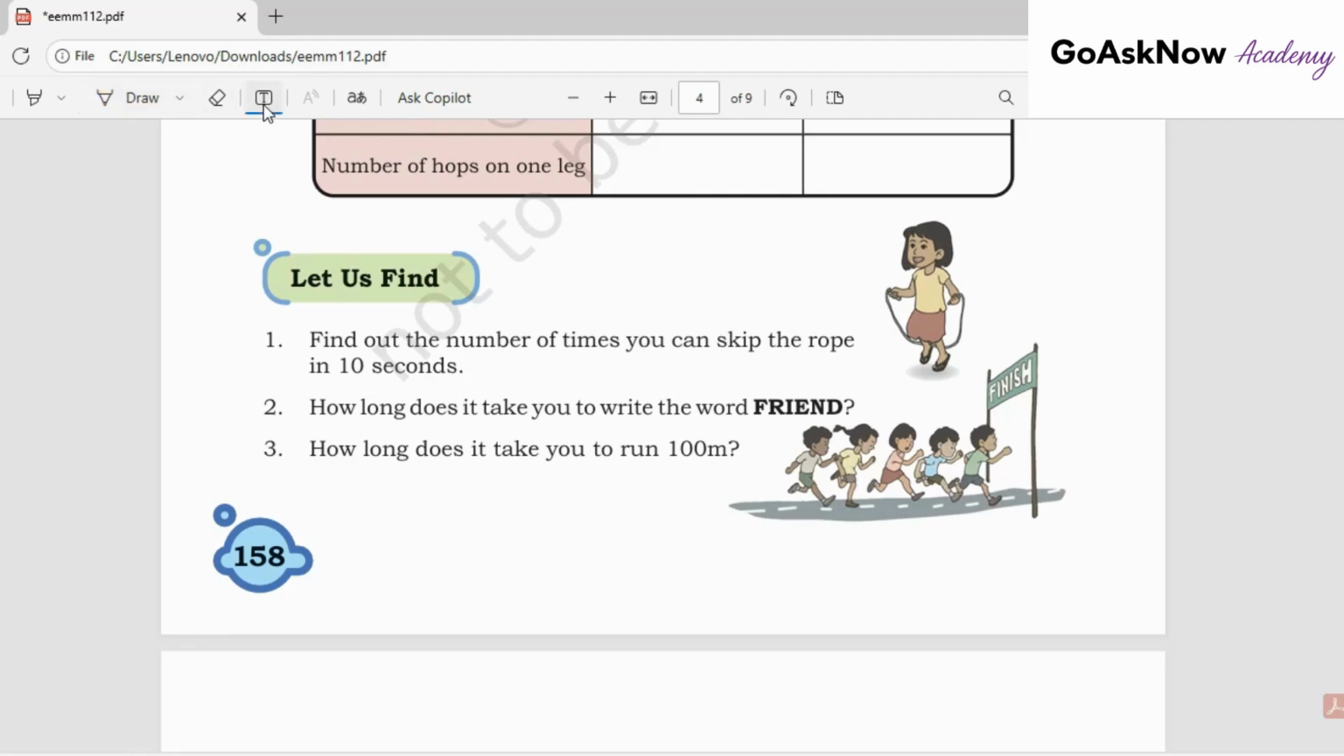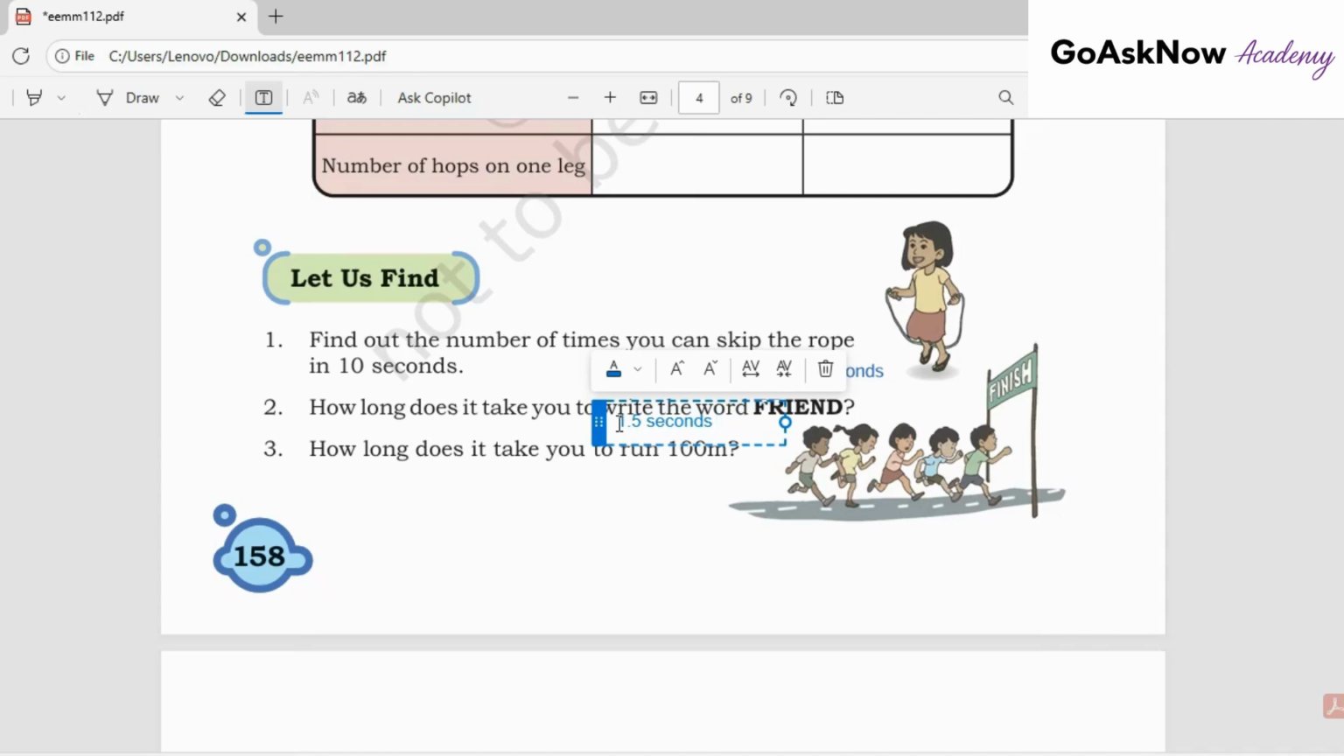For example, this is 20 skips. It may vary from person to person. For example, this is 20 skips in 10 seconds. Okay. And how long does it take you to write the word friend? Take the stopwatch, start timing when you begin writing friend and stop when you finish. This may take 1.5 seconds. It may vary from person to person.